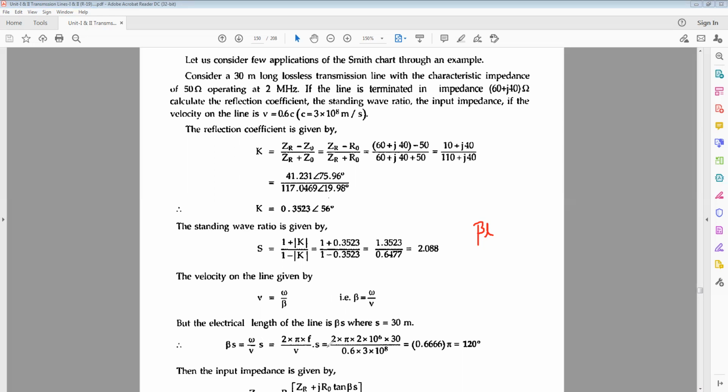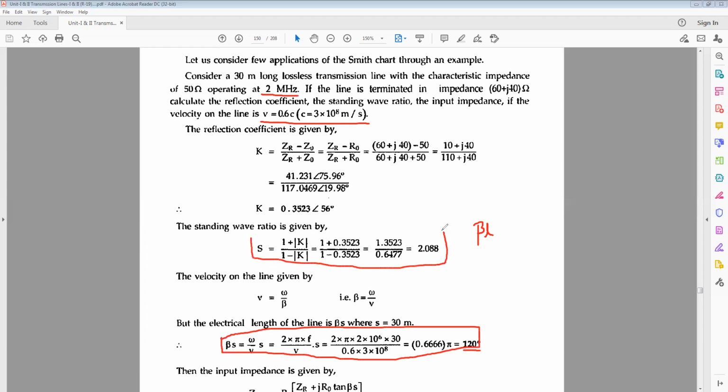So beta into S is 2 pi f by V into S. What is the frequency given? 2 megahertz, 2 into 10 to the power of 6, and 30 meters is given here, and 0.6 into 3 into 10 to the power of 8 is the velocity. Given the velocity of propagation is 0.6 into 3 into 10 to the power of 8. Calculate this, and we get 120 degrees, or in terms of radians, 0.6666 pi. Okay, we got the beta into S also. So beta into S is 120 degrees.